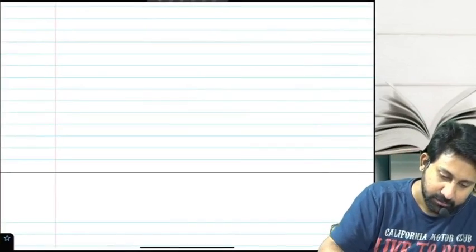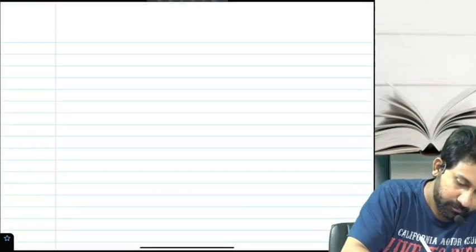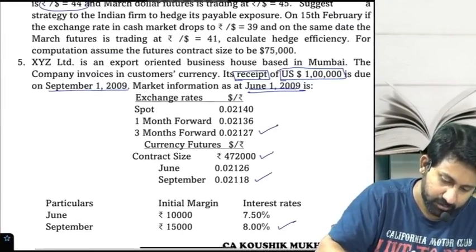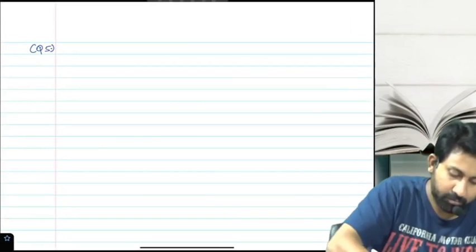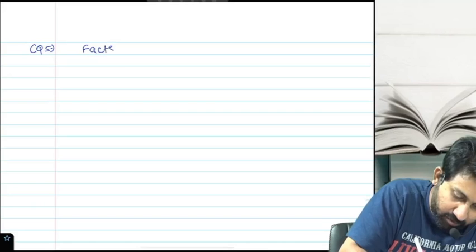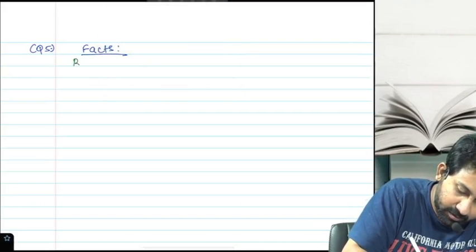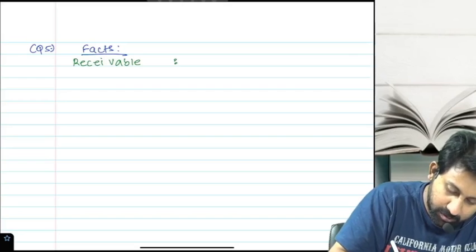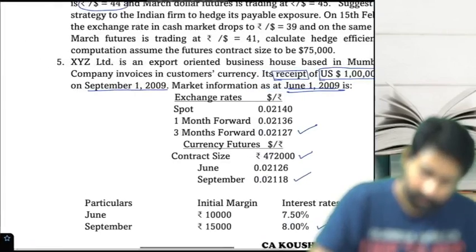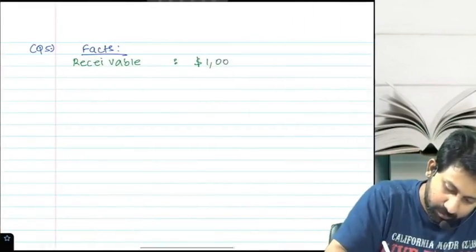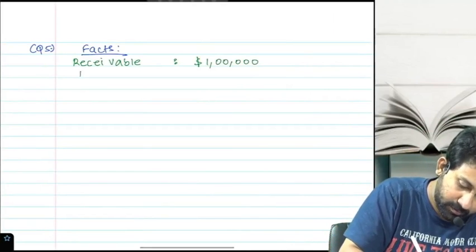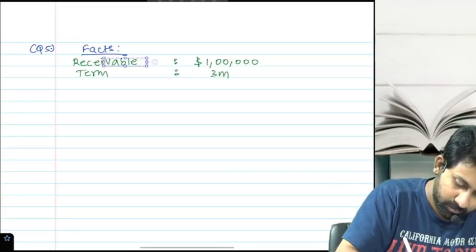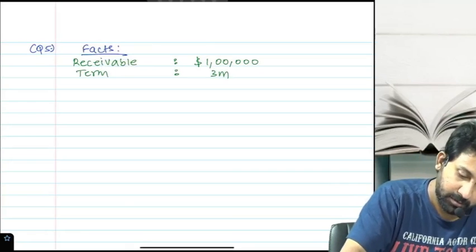First, keep the heading. Question number 5. Let us first write down facts for clarity's sake. Receivable. How much receivable? $1 lakh. Next, term. Term is 3 months.